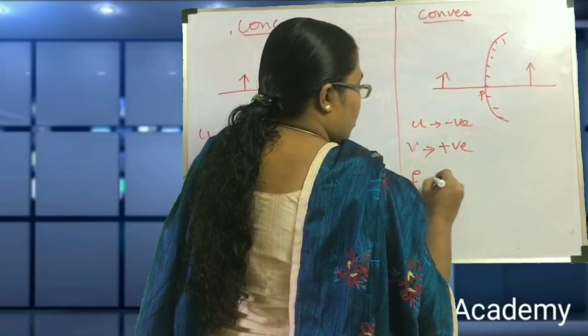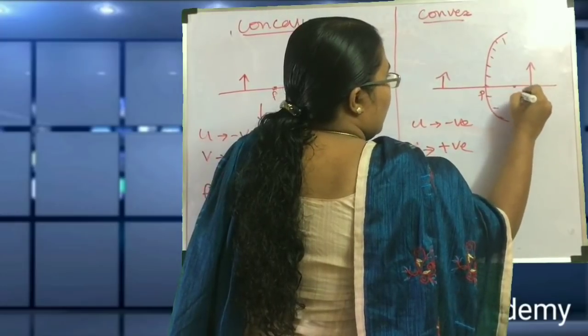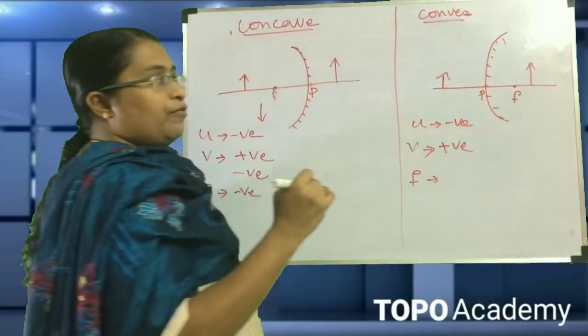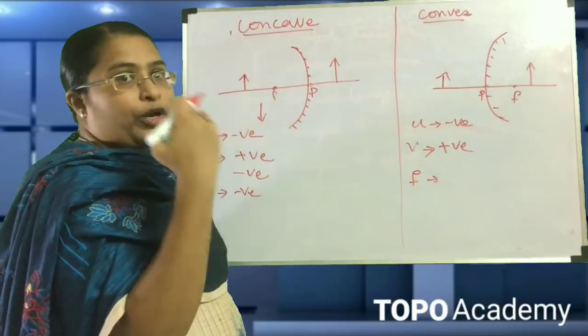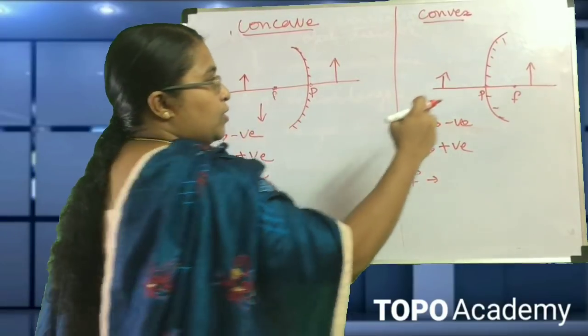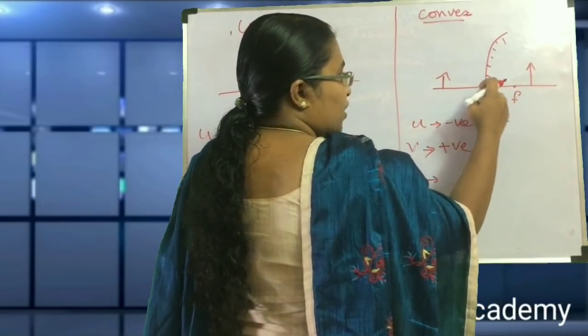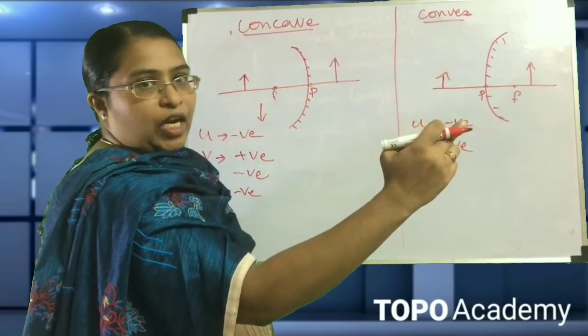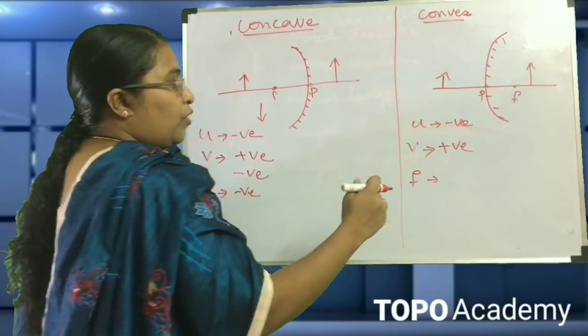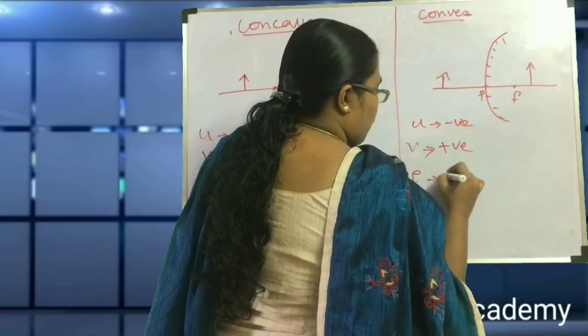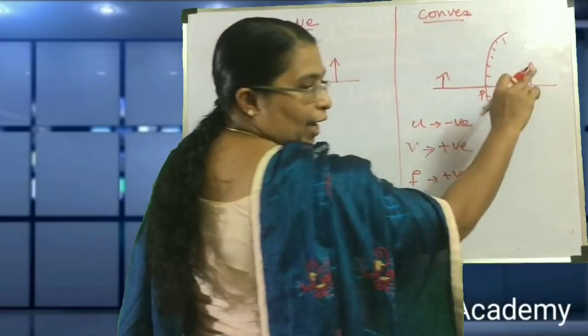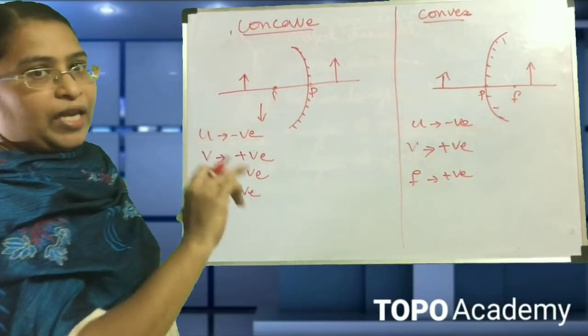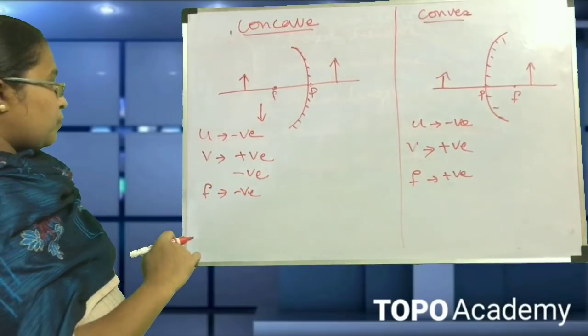In convex mirror, we get the principal focus behind the mirror, or on the right hand side of the mirror. So this distance is the principal focus. We are taking the measurement to the right hand side of the pole of the mirror. So the value of F is positive in that case.